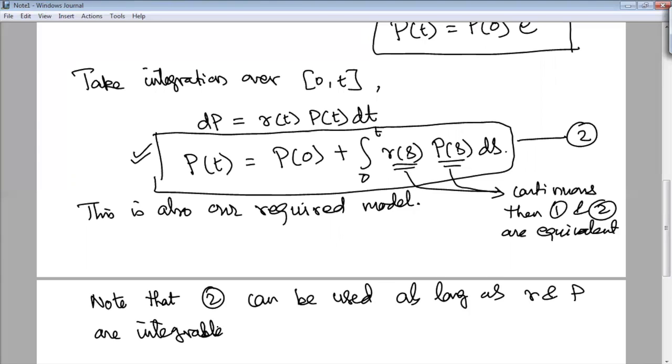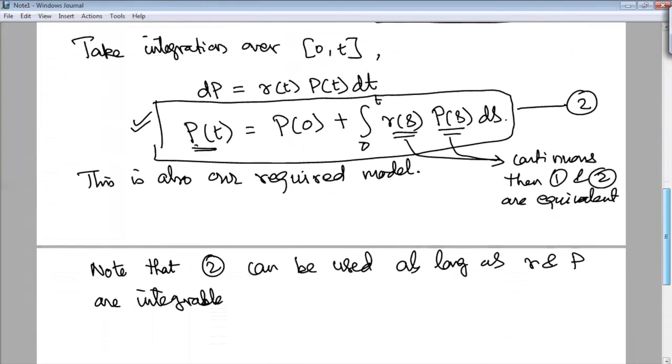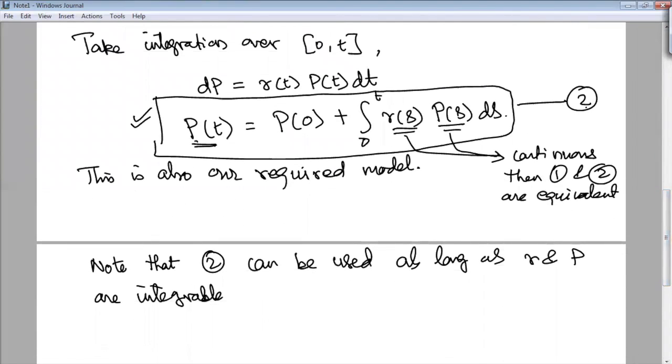Why? Because you have to make sense of this integral, right? So that is the main problem. If R and P are integrable, then this term makes sense, and therefore we can obtain P of T. Whereas in this case, you can see that R into P should be continuous in order to make this differential equation meaningful, right? So in that way, 2 is more general. So often in studies, people use this integral form rather than the ODE.